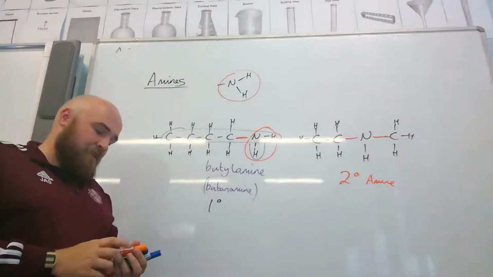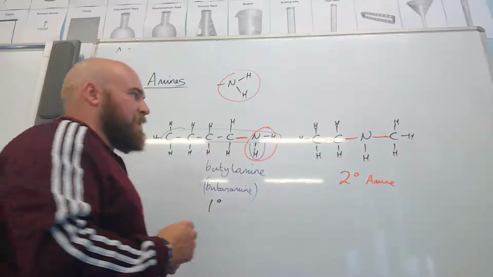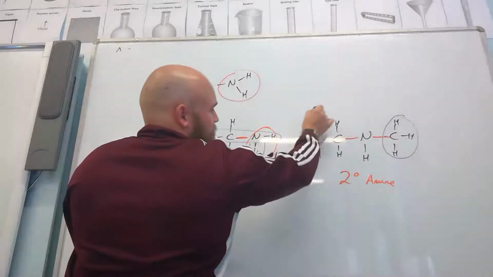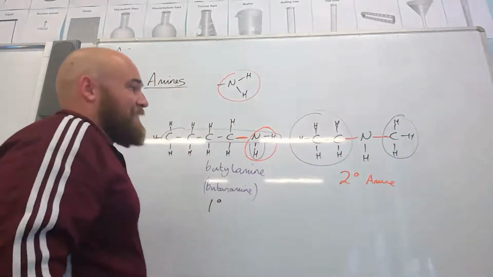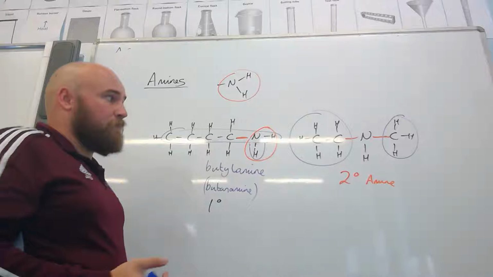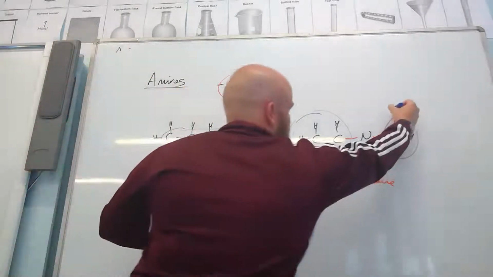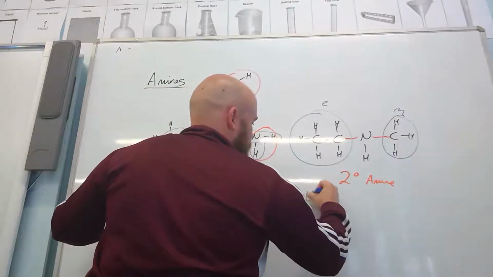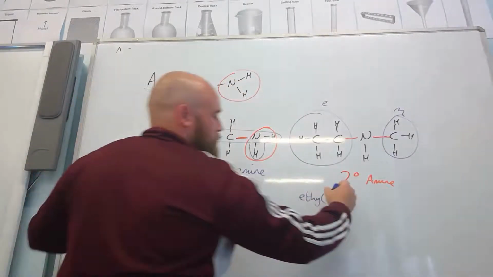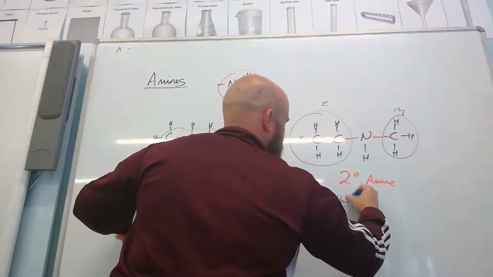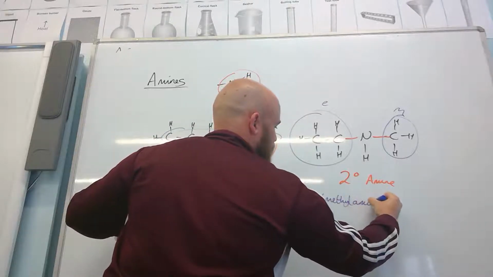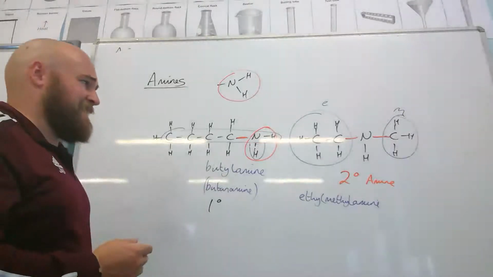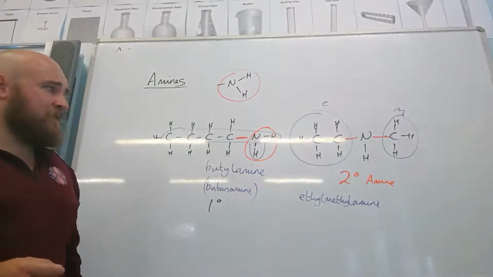Now, how would you go about naming this? It's up for debate, but here's how I will always teach it, until I'm told otherwise. Take the two groups and name them in alphabetical order. What have I got here? A methyl group and an ethyl group. So I'd call this ethyl, because E comes before M, methyl, and then finish with the word amine. Ethyl methyl amine. But again, they don't really get you to name really complex amines with regards to this.